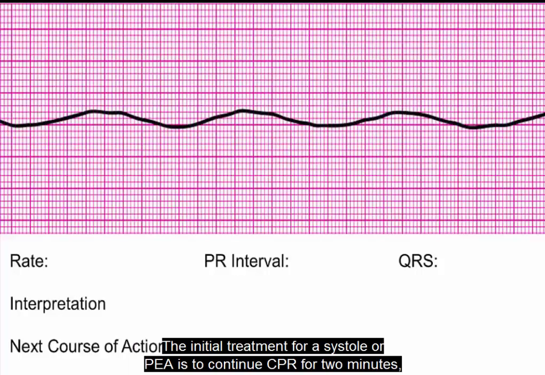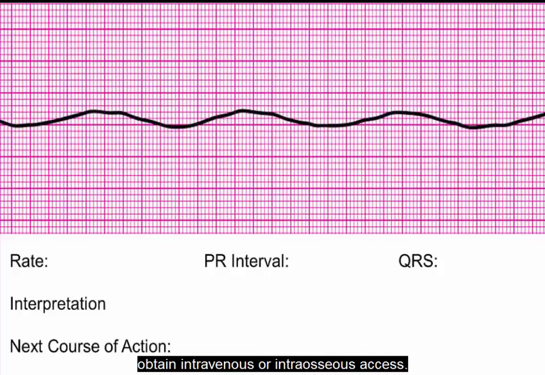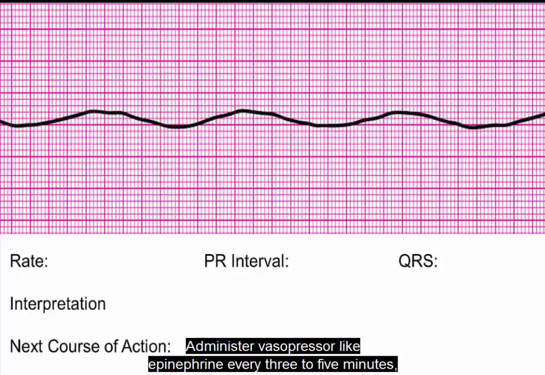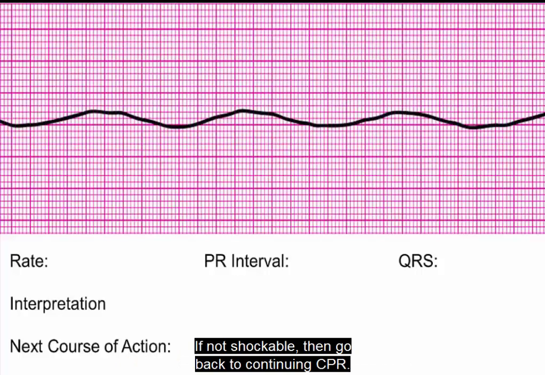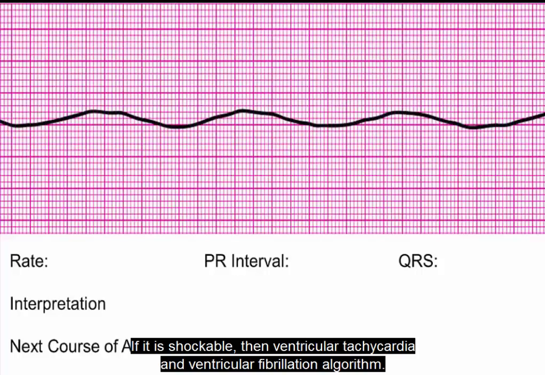If it is not a shockable rhythm, then it would be asystole and pulseless electrical activity. The initial treatment for asystole or PEA is to continue CPR for 2 minutes. Obtain intravenous or intraosseous access. Administer a vasopressor like epinephrine every 3 to 5 minutes. Check the pulse and rhythm every 2 minutes. If not shockable, then go back to continuing CPR. If it is shockable, then follow the ventricular tachycardia and ventricular fibrillation algorithm.